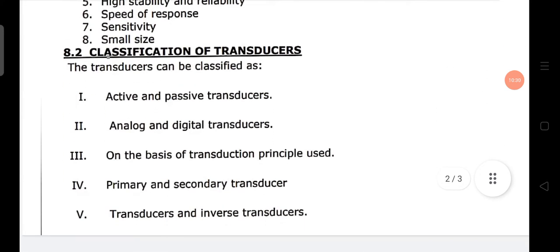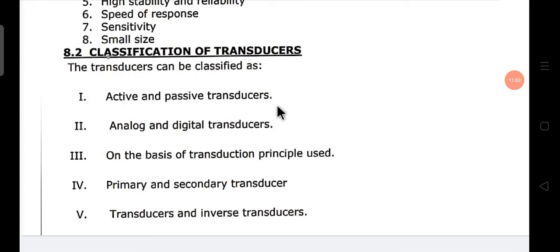Now the classification of transducer. The transducer is classified as active and passive transducer, then analog and digital transducer, then, on the basis of the transduction principle used, primary and secondary transducer, and transducer and inverse transducer. Basically, in this course we discuss briefly active transducer and passive transducer.